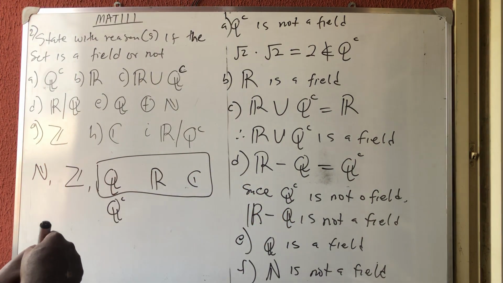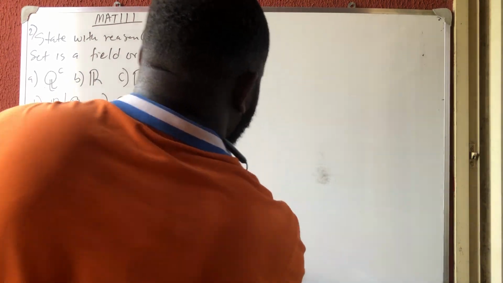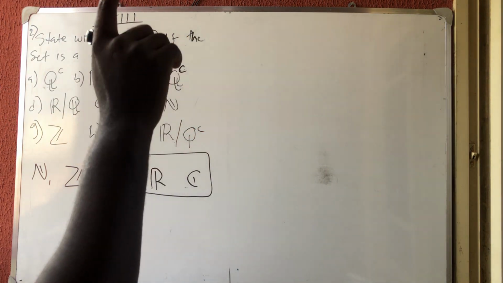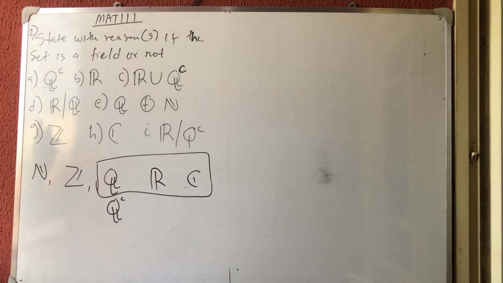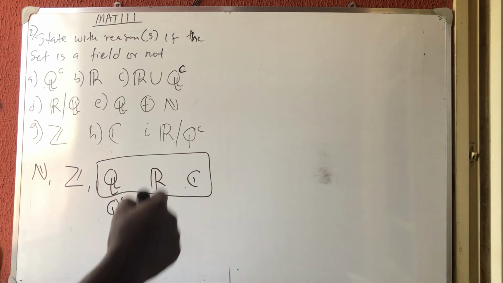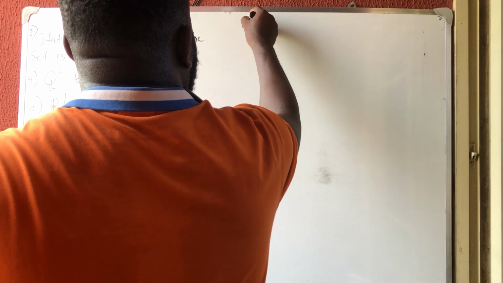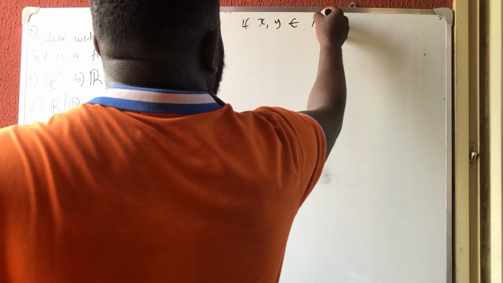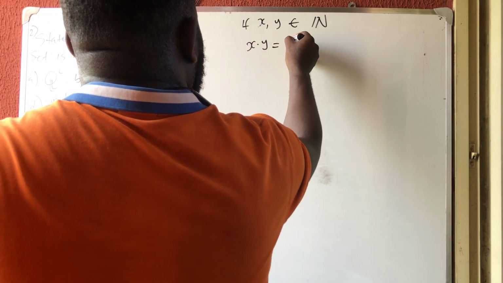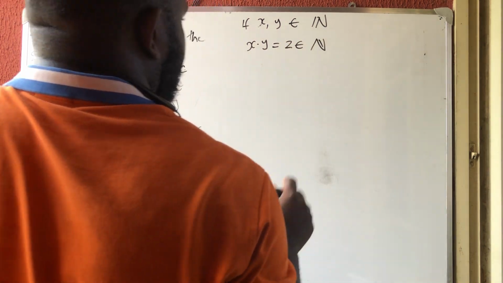Let me tell you why natural numbers are not a field. The natural numbers will not pass all the multiplicative properties. They may pass the additive properties, but they cannot pass the multiplicative properties. Why? Closure in multiplication says that if x and y are elements of the natural numbers, then x times y must give me an element z, and that z must equally be an element of the natural numbers. Is that true? Yes.